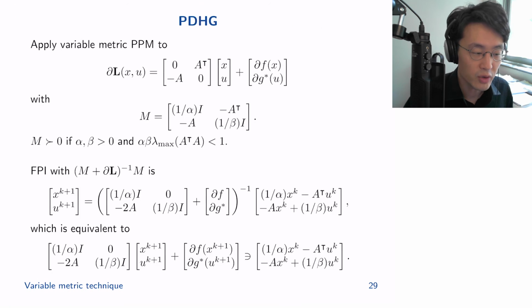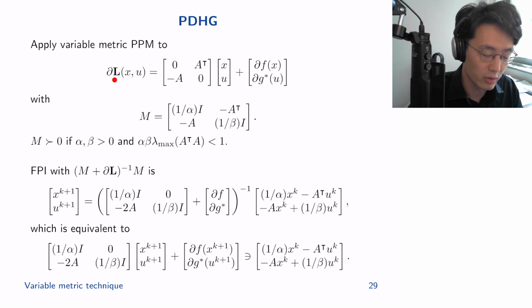To derive the PDHG method using variable metric PPM, we consider the saddle subdifferential operator of the Lagrangian, which has this skew symmetric matrix term plus these CCP functions. And so we consider this the saddle subdifferential operator. We apply the variable metric PPM, but we choose the metric matrix M in this particular manner. To apply variable metric PPM, it is required that the metric that we use is symmetric positive definite. The matrix M is designed to be symmetric, so symmetry is easy to verify.